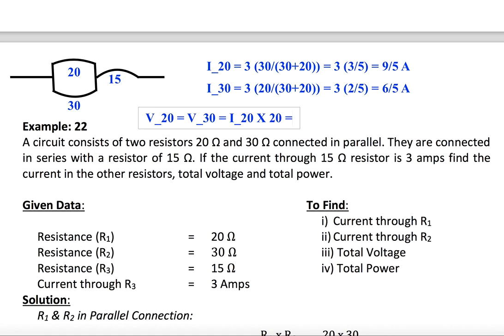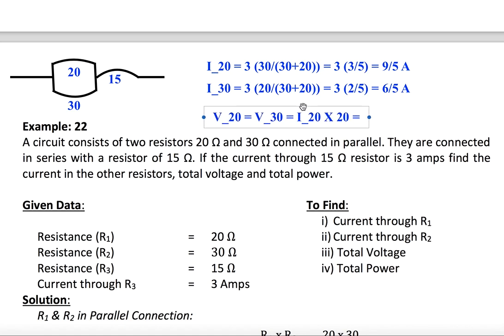I20 is 9 by 5. 9 by 5 into 20 is how much? 5 4s are 20. This is 36 volts. You can also verify with I30 into 30: 6 by 5 into 30. 6 into 6 is 36. Same, right?